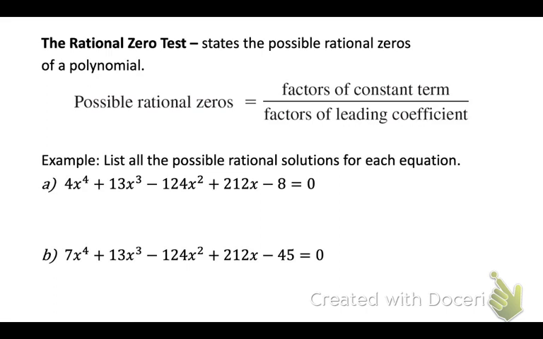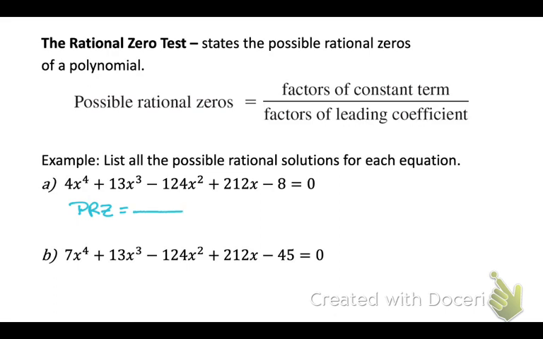Okay, so list all possible rational zeros for the equation 4x to the fourth plus 13x cubed minus 124x squared plus 112x minus 8. So if I told you to find the zeros of that, you couldn't factor it by grouping. You couldn't factor it by binomial factoring. You would need to do something to make it possible to factor it. So we would list the possible rational zeros, which I just call PRZ. What does PRZ stand for? Possible rational zeros.